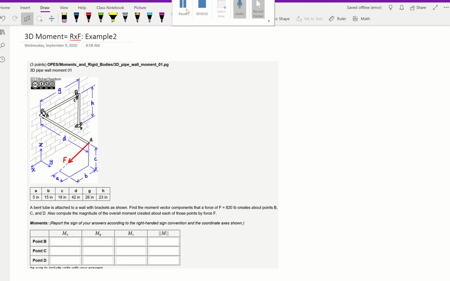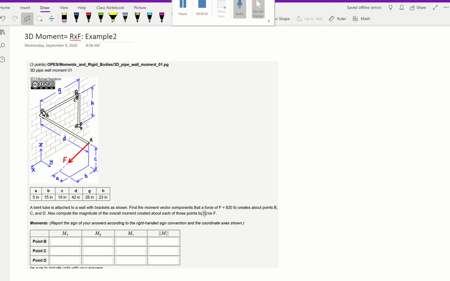Hi, in this video we're going to look at another example of moment about a point in 3D. Here there's a bent tube attached to the wall with brackets showing. DC and BC: BC is a horizontal line and DC is a vertical line.